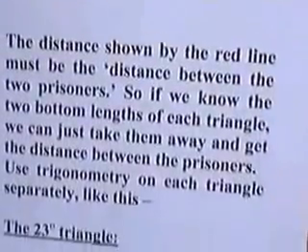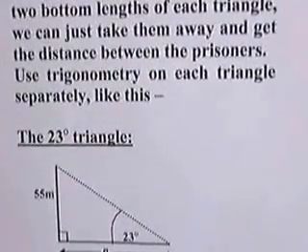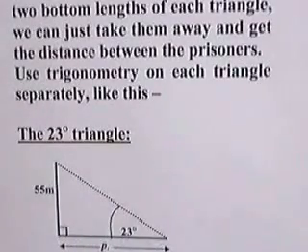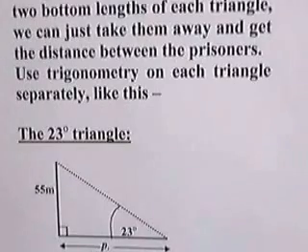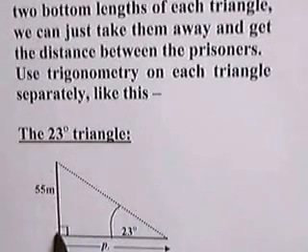Okay, so let's see how we do this. There is the 23-degree right angle triangle. Now, I've called this length here P1. You can hardly see the little 1 by the P there, but it is P1, and it just stands for prisoner 1, or the first prisoner. So I need to find that length there. There's my 23 degrees, there's my 55 meters for the height of the tower.